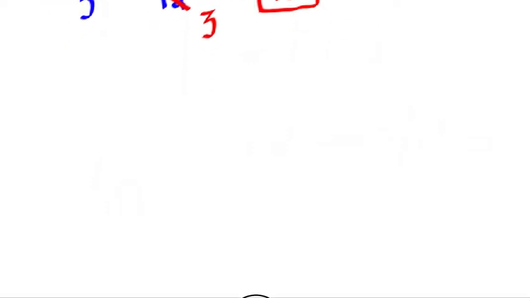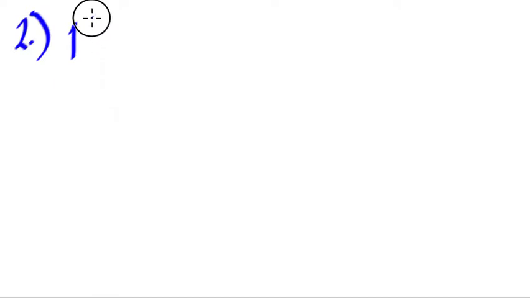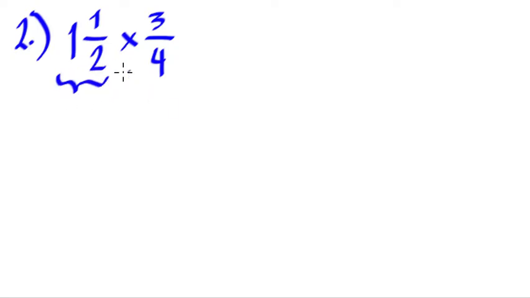So for our next example, say we have something like number 2. Say we have a mixed number, 1 and 1/2, times 3/4. 1 and 1/2 times 3/4. So we can see here that this number is mixed. This is a mixed number, and this is a regular fraction.